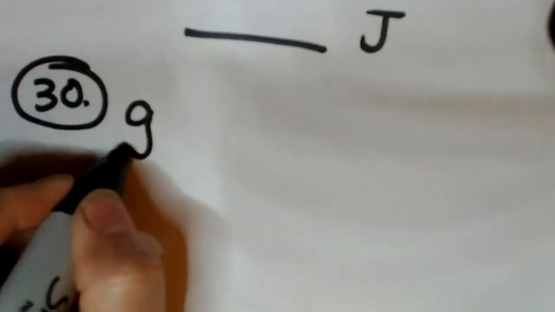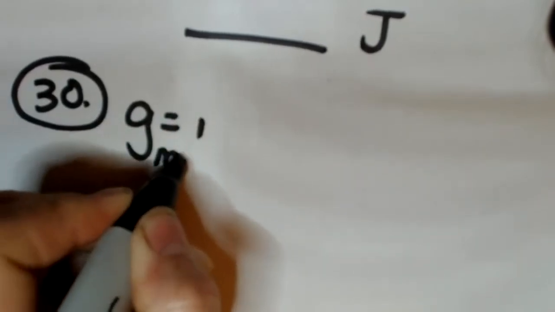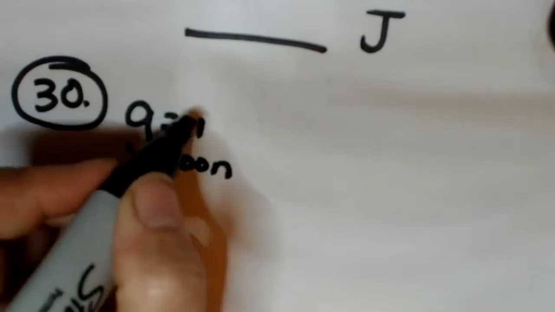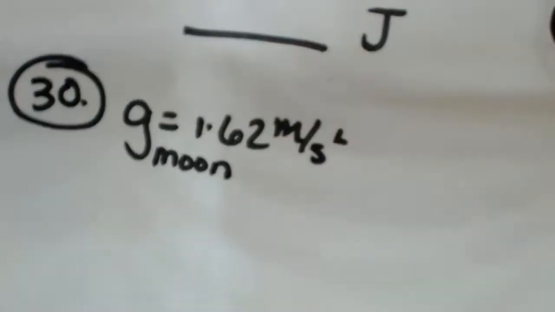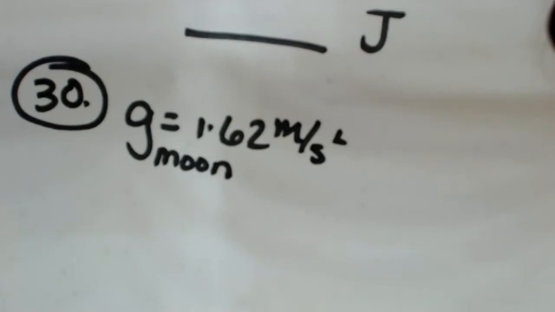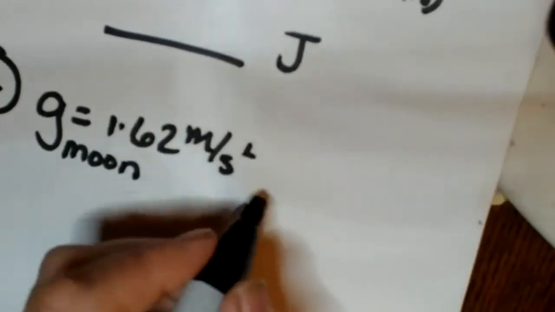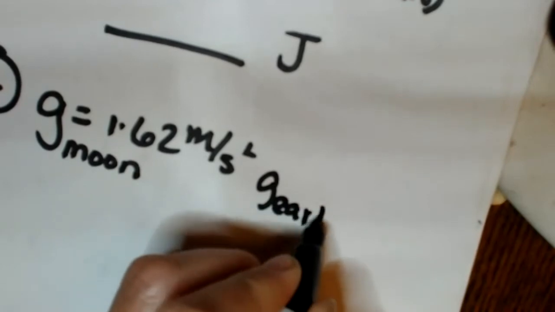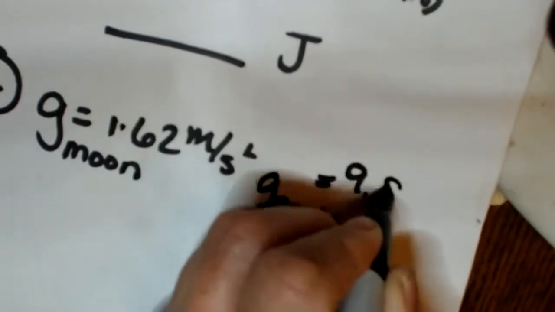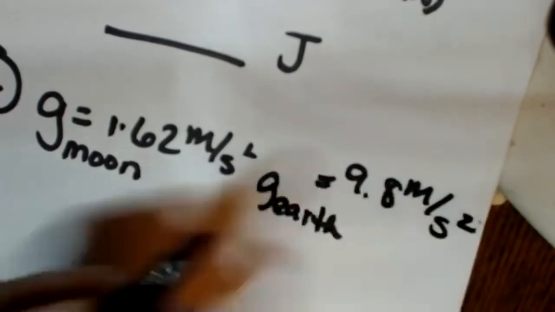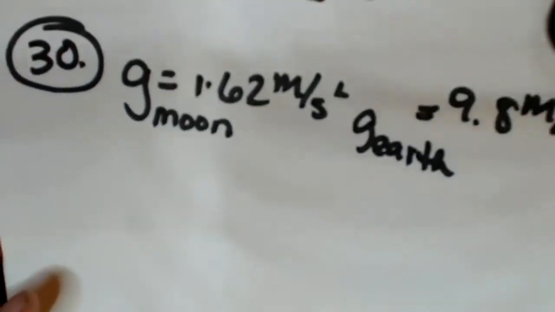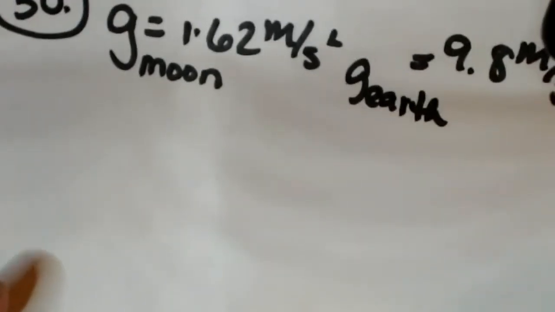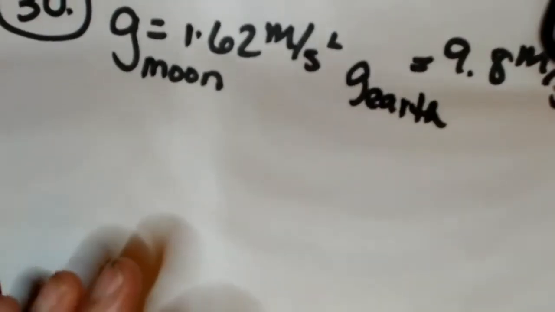So I know that g on the moon is 1.62 meters per second squared. And I remember from physics 1, if I don't remember anything else, that g of the Earth is 9.8 meters per second squared. Now, some classes you might have used 9.81. If 0.01 makes a difference to my world, then I'm in trouble, so I'm just going to use 9.8.